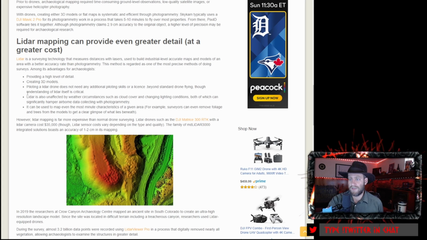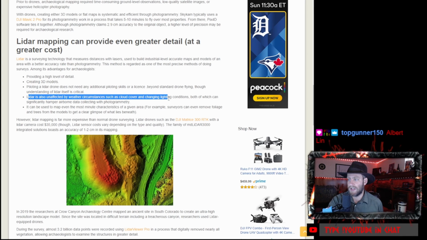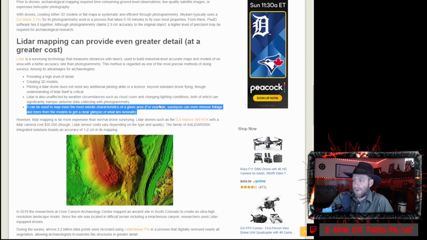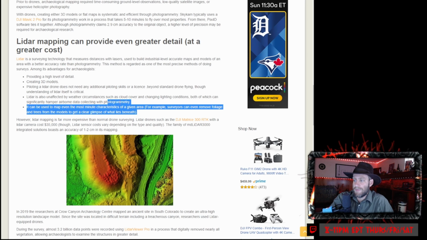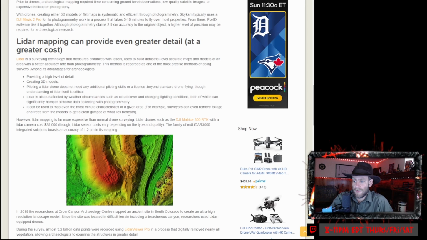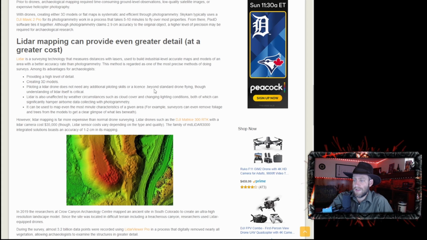Additional advantages of LiDAR include that it was unaffected by weather circumstances such as cloud cover, both of which can hamper airborne data. And then here, this is what we were just talking about. Surveyors can remove foliage and trees from the models to get a clear glimpse of what lies beneath. That's the big use of it right now, using LiDAR to get rid of some of these blockages.